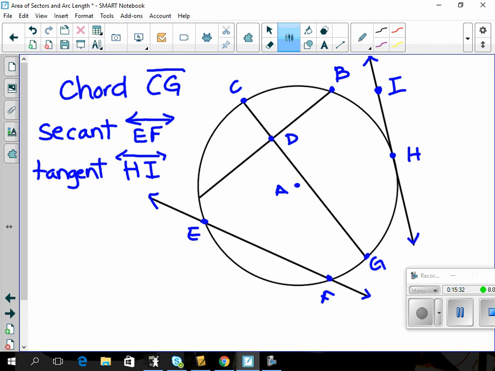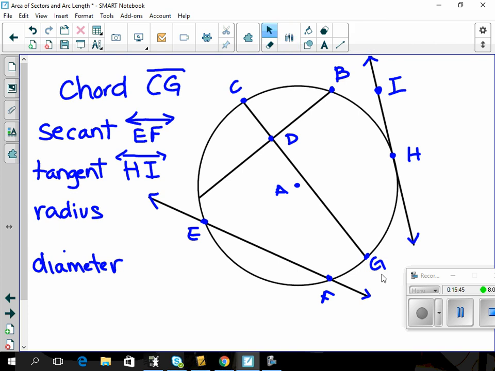How about a radius and a diameter? Look at the picture. There isn't one on the picture. Do you agree? Why not? Nothing passes through the center, right? It's got to pass through the center. So let's make one up. And let's put letters on it. So we have, where did I end up? I, so we'll say J and K.